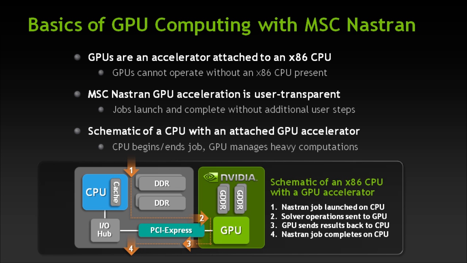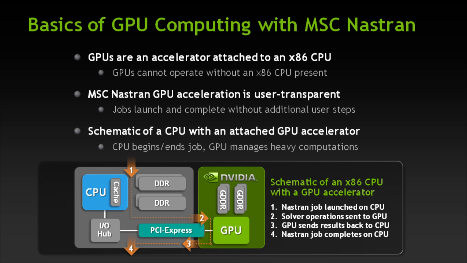The implementation in MSC Nastran is, as I said, very unique. And along those lines, the implementation is very easy to use and user transparent. If you look at the schematic at the bottom of that slide, four steps are involved. Step 1, the Nastran job gets launched on the CPU. Then Nastran automatically transfers the solver operations across the PCI Express bus from the CPU to the GPU.